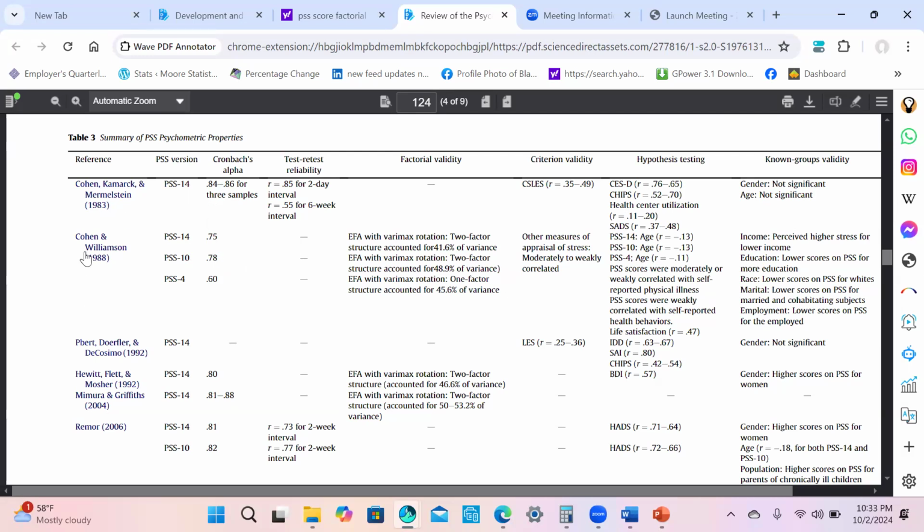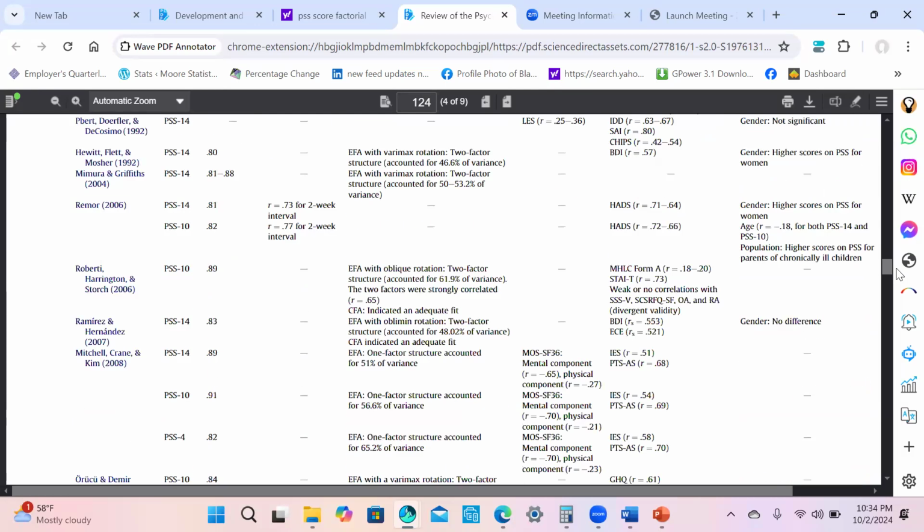What you're seeing on this particular page is that several people have used this scale and validated it. They tested the validity, group validity, hypothesis testing was done, criterion validity. So this is a good tool to use.